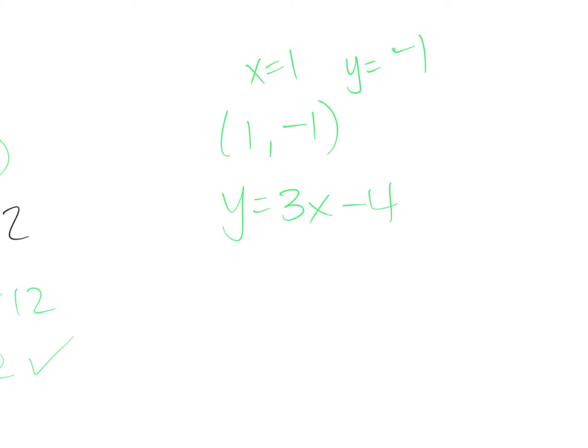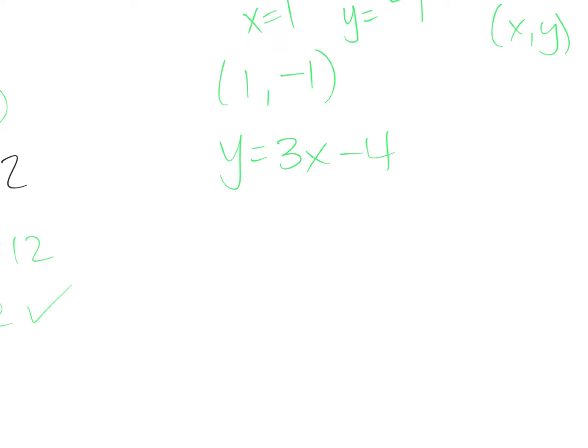Because when you have the parentheses, x is always first. Very good. It's always x, y. Excellent. Okay? So we're plugging in 1 and -1. What do I get when I plug in 1 and -1? What's my new equation? -1 equals 3 parentheses 1 minus 4. Good.